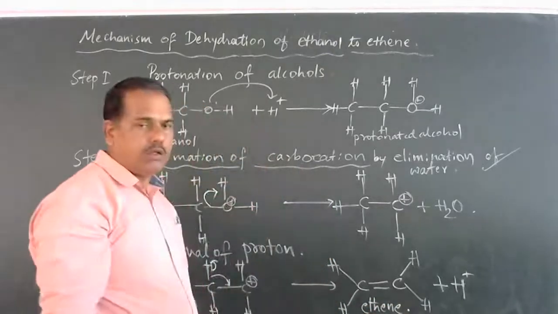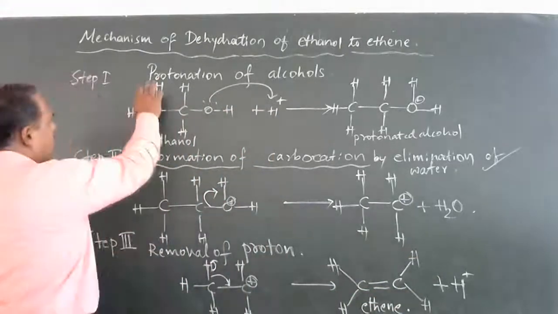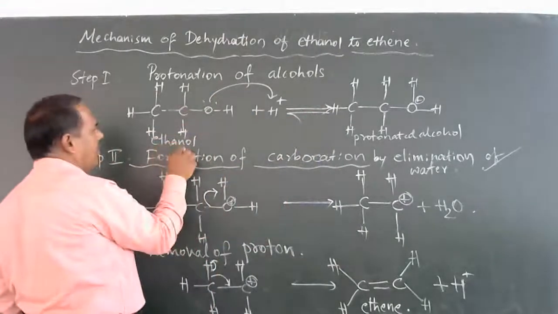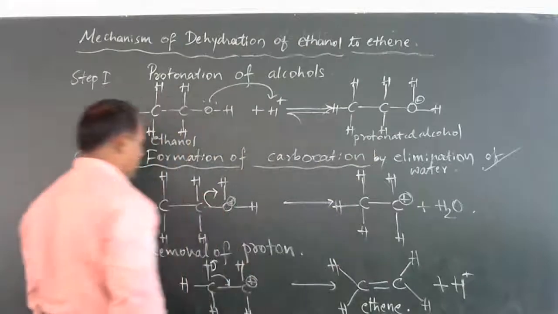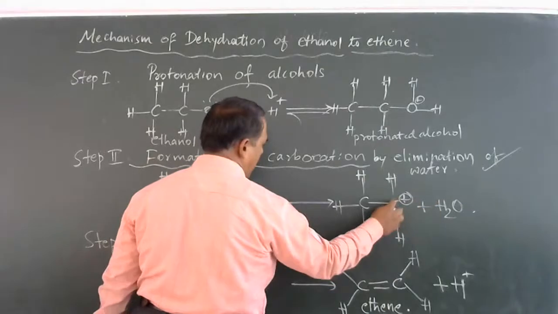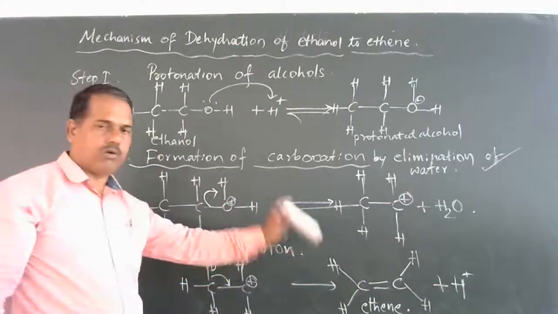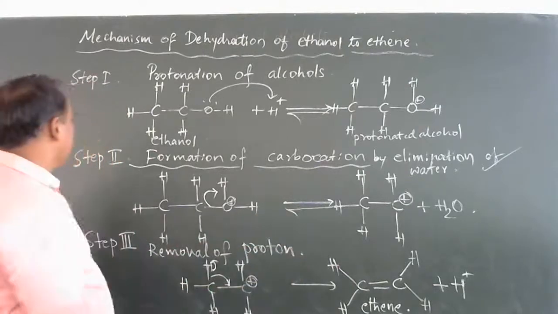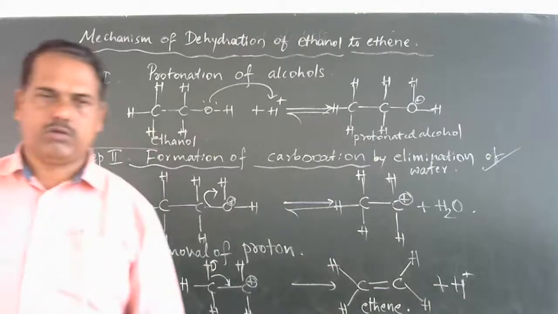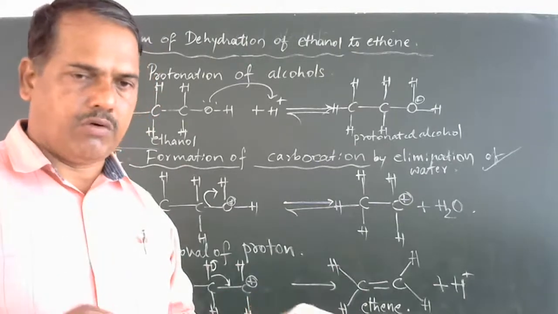Are you clear? See, one proton is eliminated here. First step, protonation of alcohol, which can even be a reversible reaction. Ethanol, once protonated, is called protonated alcohol. Again, from the protonated alcohol, by the removal of water, a carbocation is formed. It is also a reversible reaction. And then removal of proton, that's all. So this is nothing but the mechanism of dehydration of alcohol. We'll call this the mechanism of dehydration of alcohol.